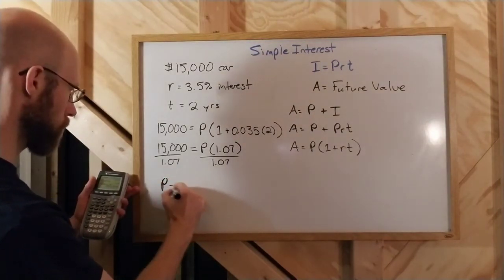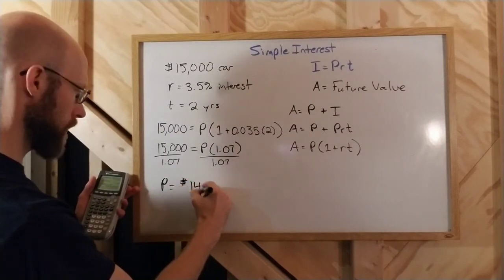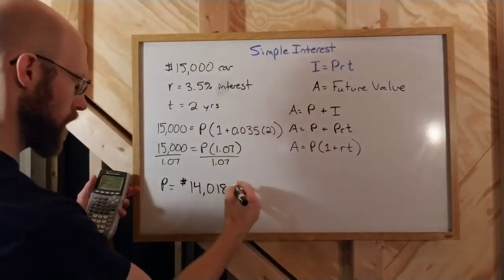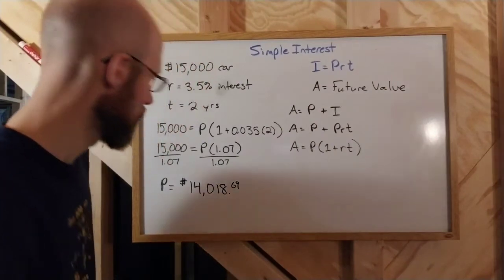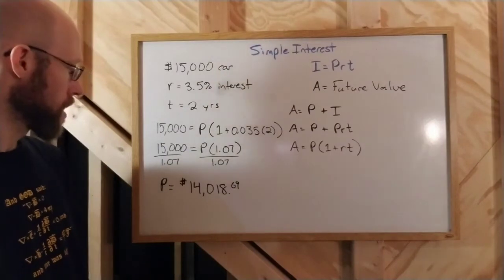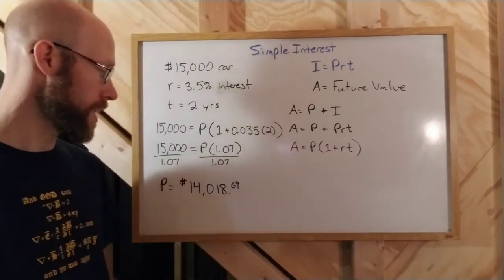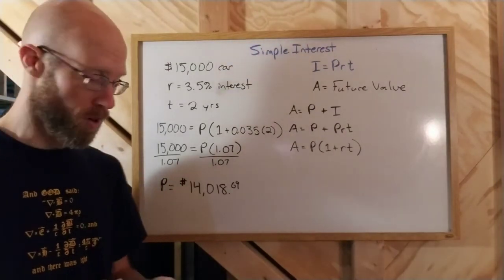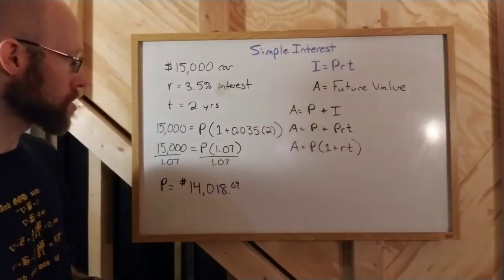My value that I get here for principal is $14,018, and if I round it to the nearest penny, that's 69 cents. That rounds to 6915 or something, so it rounds down to 69 cents. So you would have to invest just over $14,000, $14,018.69, in order to have the $15,000 needed at the end of that 2-year period, to earn enough interest to make that happen. Okay, so we can just solve this equation.